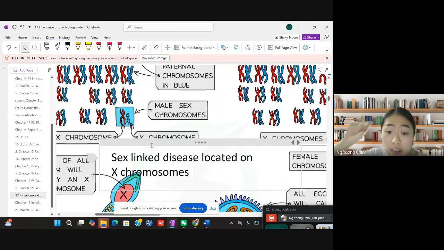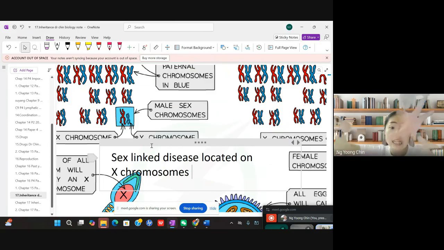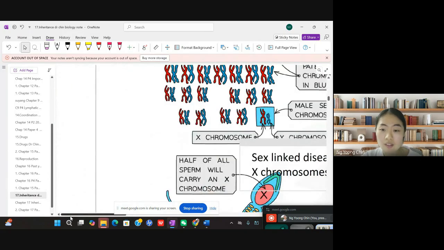So that's why a lot of sex-linked genes are located on the X chromosome. It's because the X chromosome is very large already. It's very large, so it can hold a lot of genes. Okay, so this is one thing.